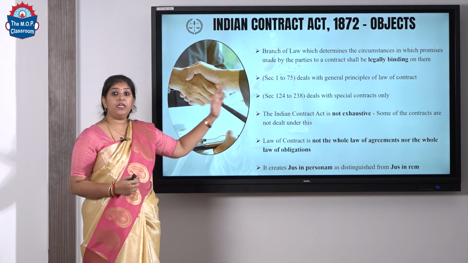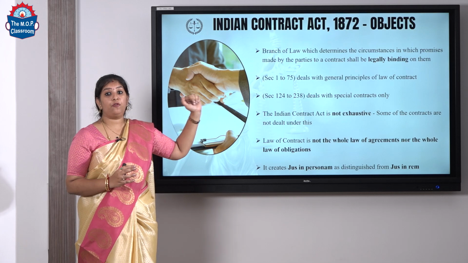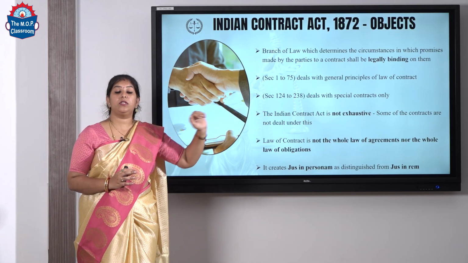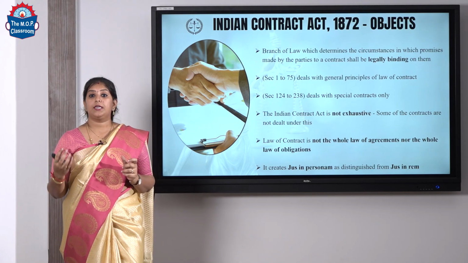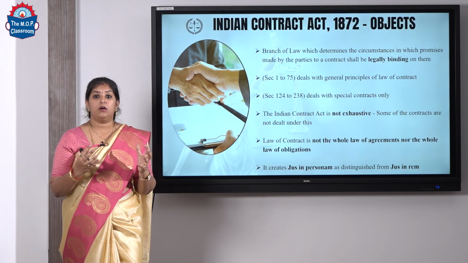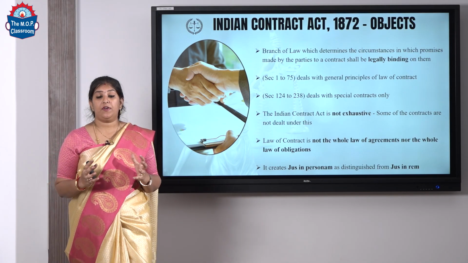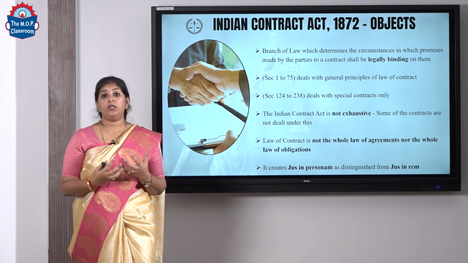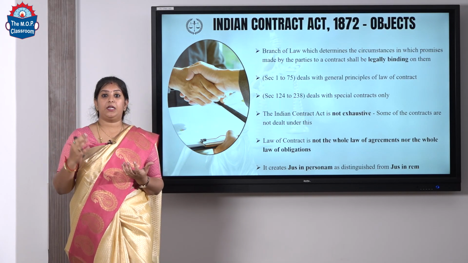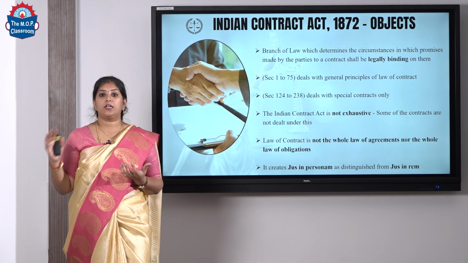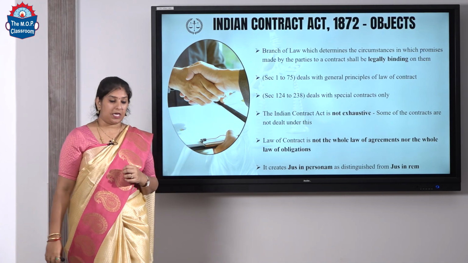Sections 1 to 75 deal with the general principles according to the Indian Contract Act, and sections 124 to 238 talk about the special contracts only. Special contracts means indemnity, pledge, guarantee, and all that will come under special contracts. And the Indian Contract Act is not considered to be exhaustive. Exhaustive means it is a complete one that gives a complete picture, whereas we have certain other acts which are dealt with separately, like the Partnership Act and Sale of Goods Act. Whereas the Indian Contract Act is not covering those aspects.